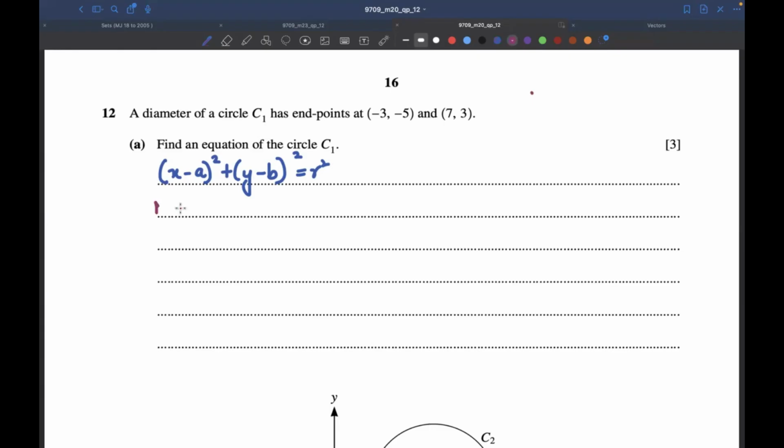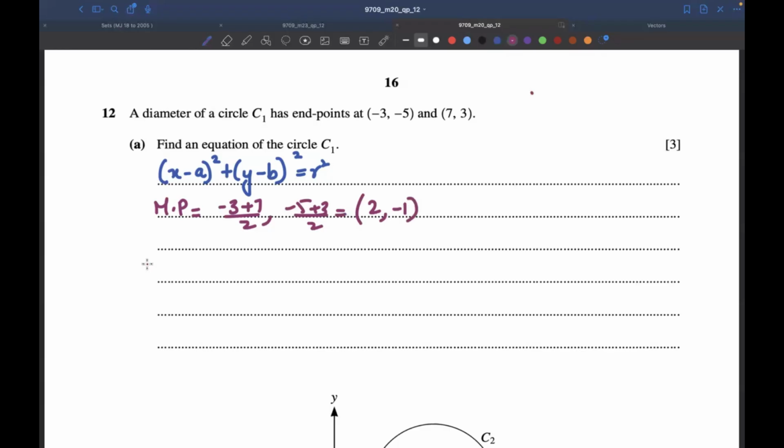So first finding the midpoint, we will get x1 plus x2 upon 2, y1 plus y2 upon 2. So minus 3 plus 7 upon 2, comma, minus 5 plus 3 upon 2. That will be equals to 4 upon 2, that's 2, and minus 2 upon 2, that's minus 1.